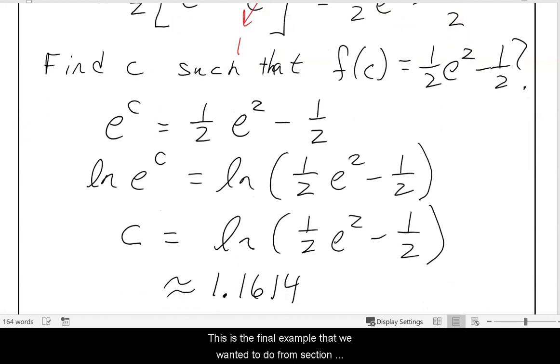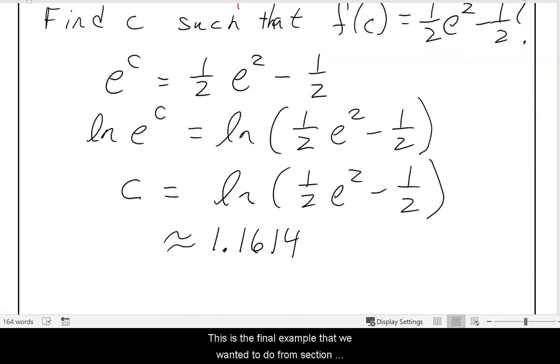This is the final example that we wanted to do from section 5.3, covering the Fundamental Theorem of Calculus, Part 2. In the next section, we'll talk a little bit more about the consequences of positive and negative area and how it relates to the velocity, acceleration, and position functions. This is the end of this video.